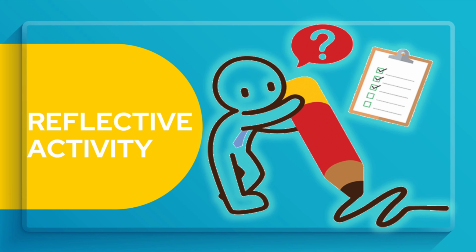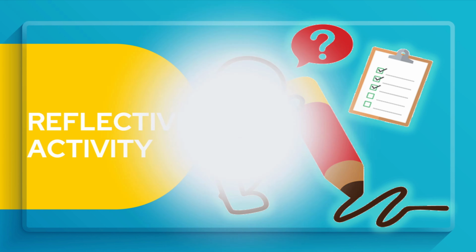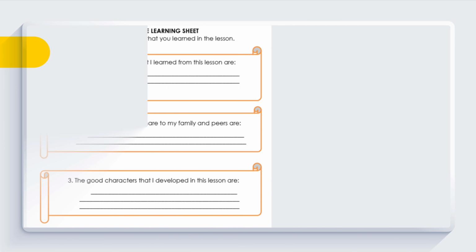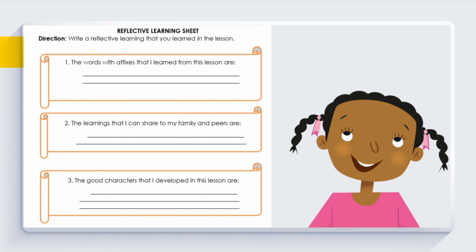Reflective activity. Reflective learning sheet. Direction: Write a reflective learning that you learned in the lesson. 1. The words with affixes that I learned from this lesson are blank. 2. The learnings that I can share with my family and peers are blank. And 3. The good characters that I developed in this lesson are.